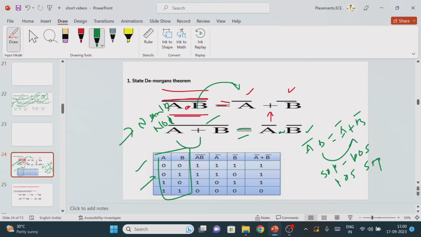I am taking the two input values, these are the possibilities. Then I find the answer for A bar B. This is the answer we got. Then we find the answer for A bar plus B bar. This is the answer. So LHS equals RHS, which means we can write (AB) whole bar equal to A bar plus B bar.